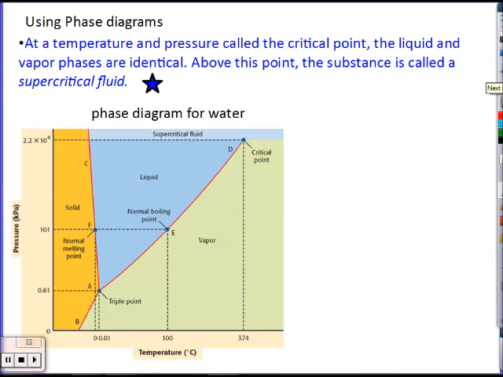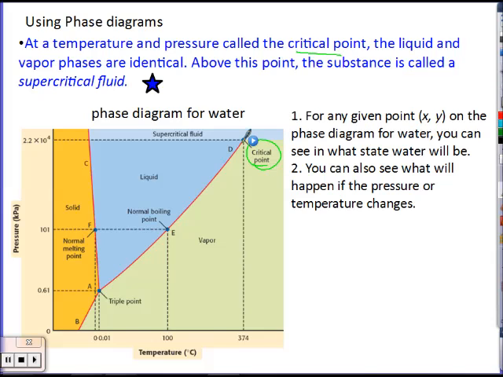Phase diagrams also have this region called the critical point. And above this temperature, I'm going to have what's called a supercritical fluid. Supercritical fluid is something at very high temperatures, very high pressure, and supercritical fluids have properties somewhat like liquids, somewhat like vapors, but very unique properties.